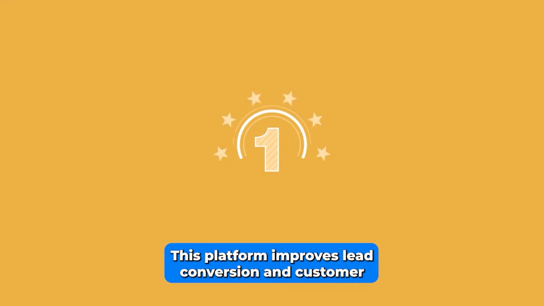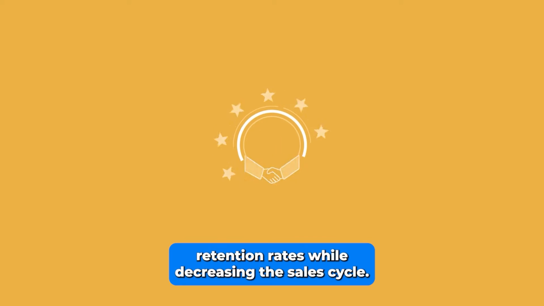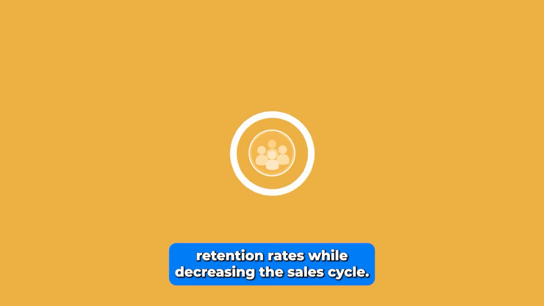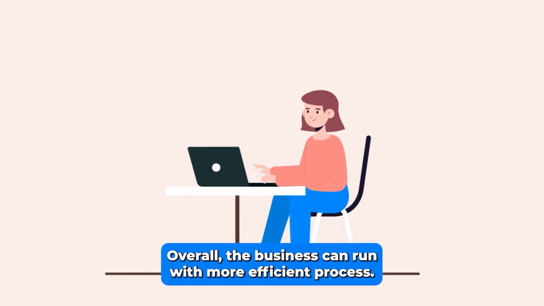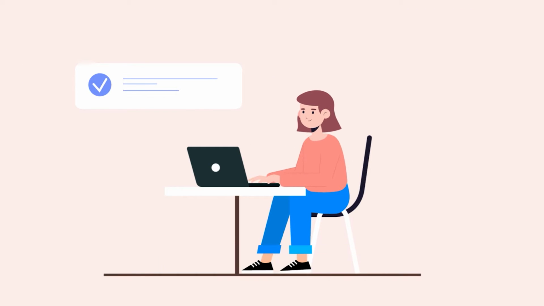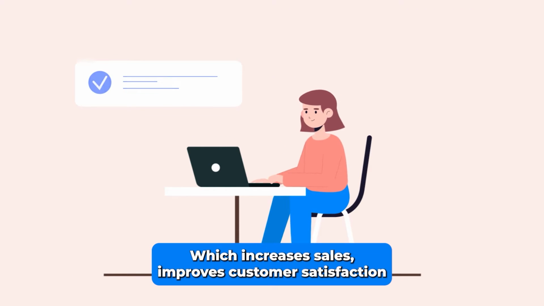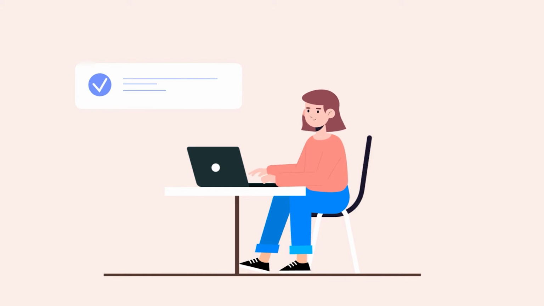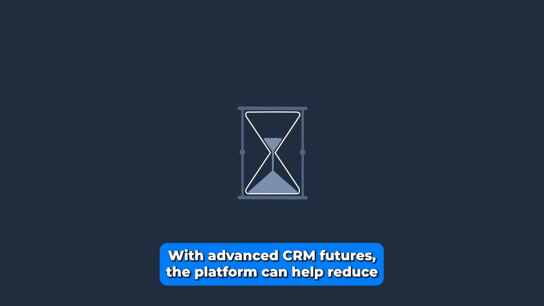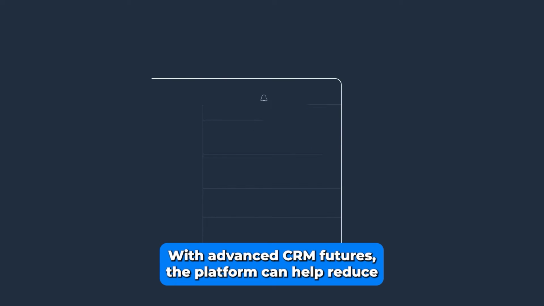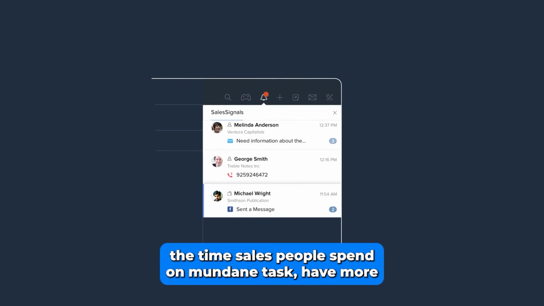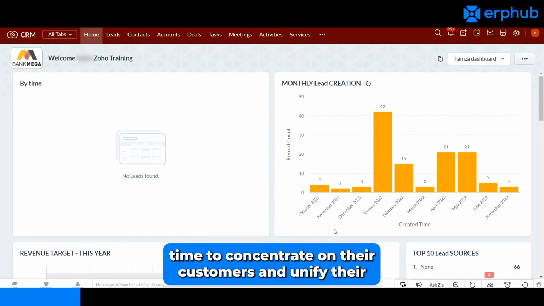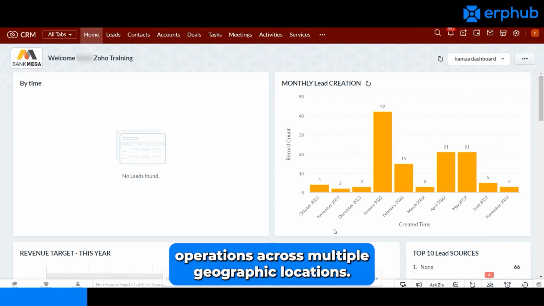This platform improves lead conversion and customer retention rates while decreasing the sales cycle. Overall, the business can run with more efficient processes, which increases sales, improves customer satisfaction rate, and helps with the decision-making processes. With advanced CRM features, the platform can help reduce the time salespeople spend on mundane tasks, have more time to concentrate on their customers, and unify their operations across multiple geographic locations.